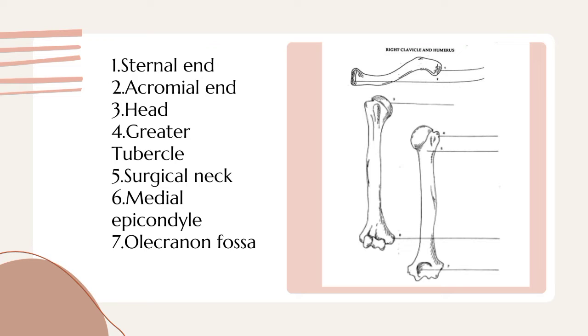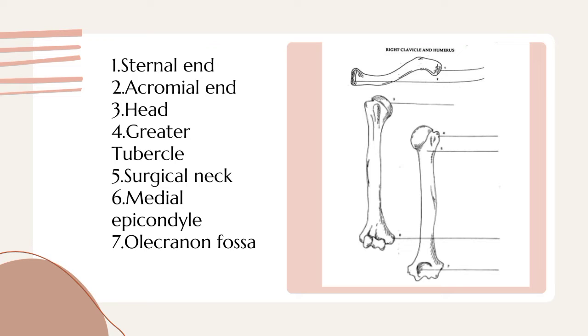Number one is the sternal end. Sternal end is also known as medial end. It is the rounded end of the clavicle that articulates with the manubrium of the sternum. Number two, the acromial end. The acromial end is a small, flattened, oval surface directed obliquely downward which articulates with the acromion of the scapula.